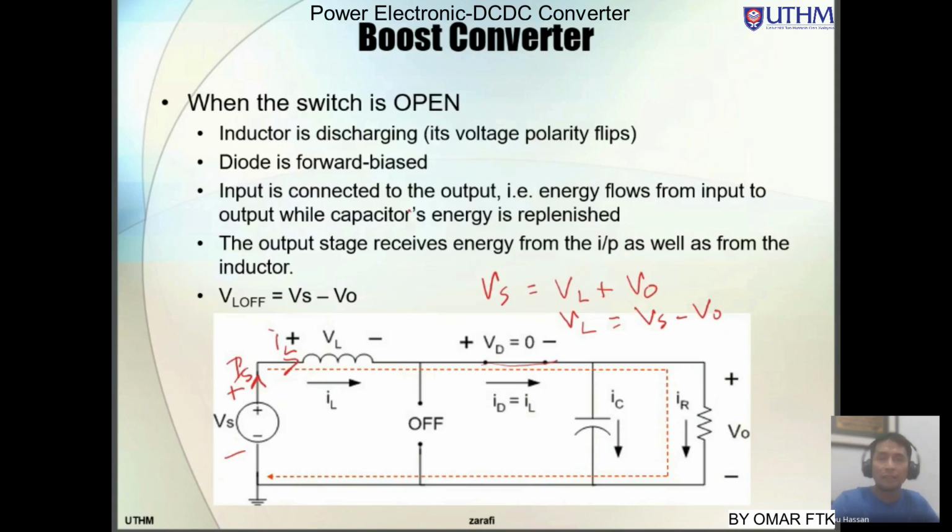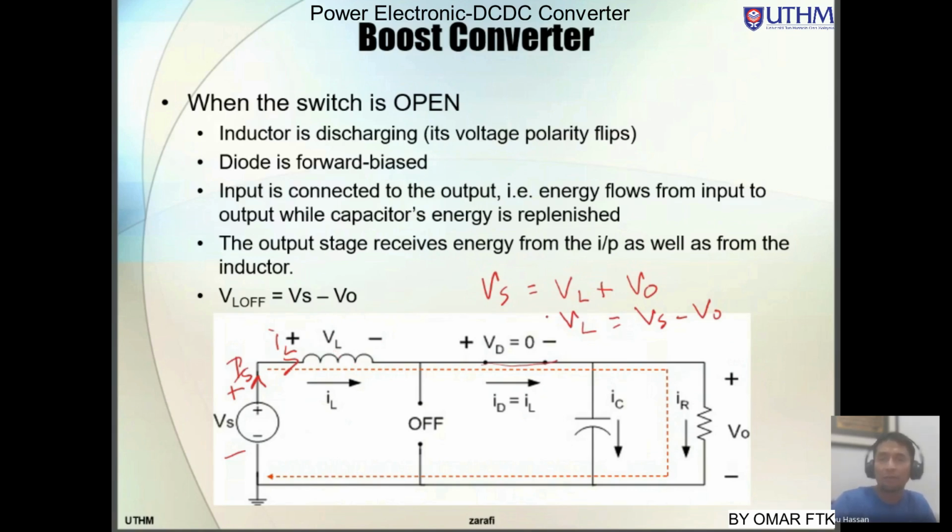Okay, next we're going to look into the condition during the switch off. When the switch is off, the output will be connected to the input, and the diode is forward biased. That means short circuit, the diode is short circuit. So the output will get the supply from input voltage Vs as well as VL.